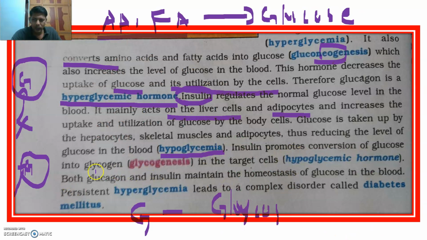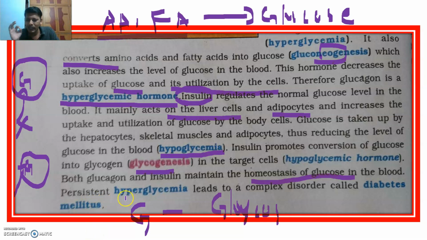Insulin promotes the conversion of glucose into glycogen, glycogenesis, in the target cells. It is called a hypoglycemic hormone because it decreases the glucose levels in our blood by converting glucose into glycogen. Both glucagon and insulin maintain homeostasis of glucose in the blood. Earlier you learned homeostasis of calcium is maintained by an antagonistic pair: PTH, parathyroid hormone, and TCT, thyrocalcitonin, produced by the C cells of the thyroid gland.